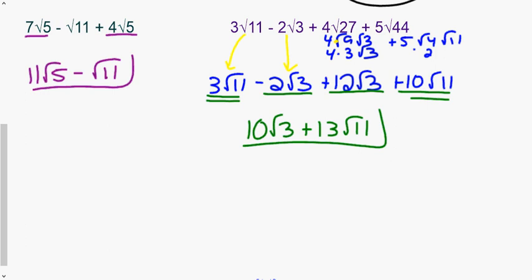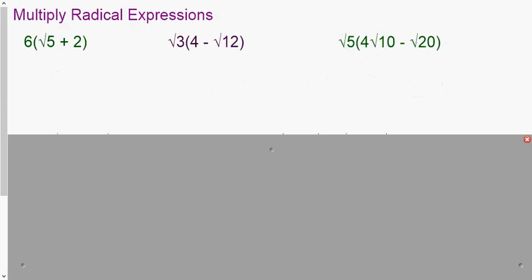Again, when I'm collecting like terms, I'm starting with my smallest radicand, in this case 3. So I have a negative 2 root 3 and a 12 root 3. I add those together to get 10 root 3. I have a 3 root 11 and a 10 root 11. I add those to get 13 root 11. So that is adding and subtracting. Basically, it's like collecting like terms.